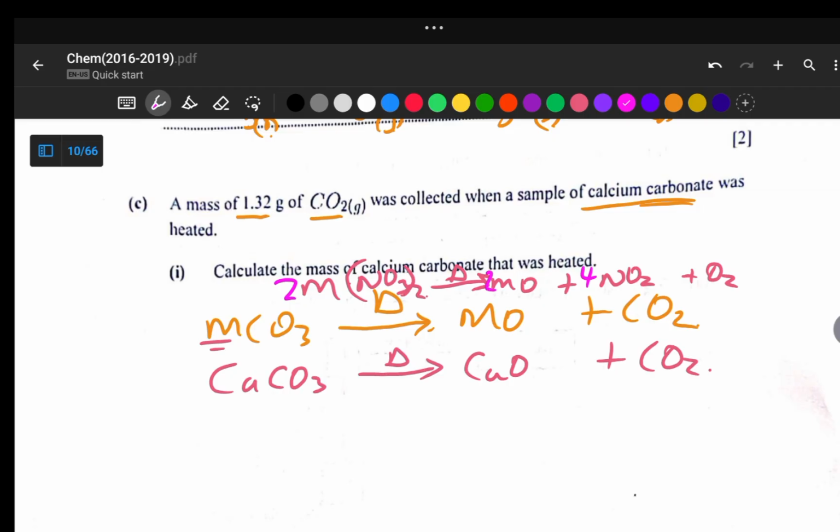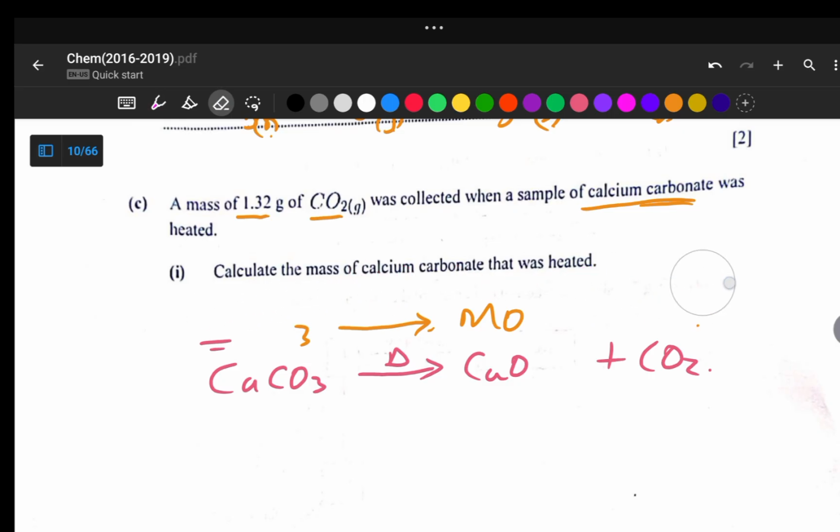So this is what you need to know for all the thermal decomposition of the nitrates and the carbonates for the group 2 elements, right? The divalent metal cations, right? So here we're given that, so let me clear this part, so that you can easily understand the questions.